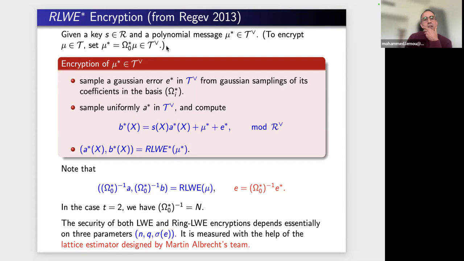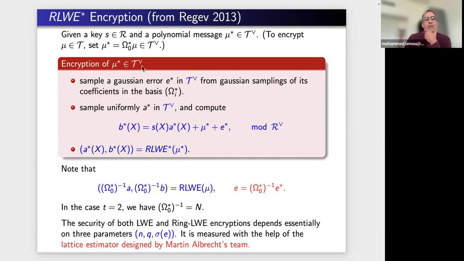What we call RW star is an encryption of a message mu star which is in the dual of T, not in T. But if you want to encrypt something which is in T, you just multiply it by omega 0 star, and it becomes an element of T dual, the dual of T. And then you proceed as follows.